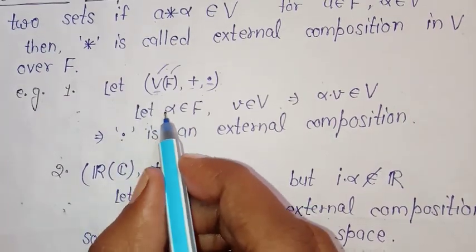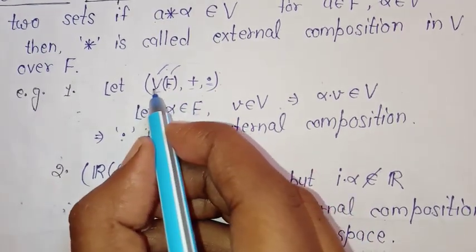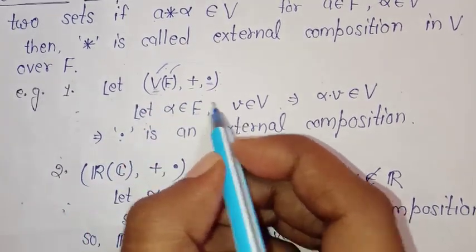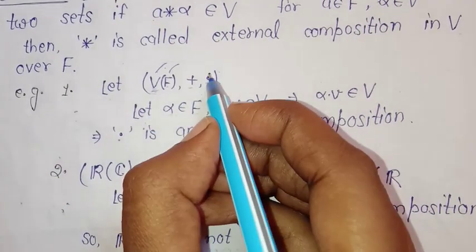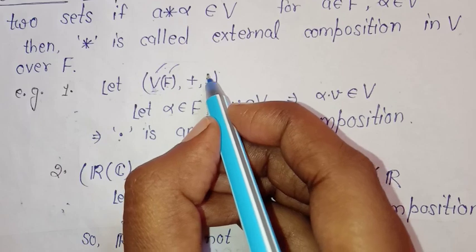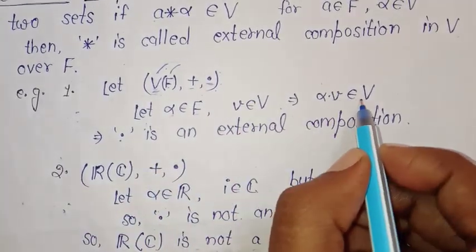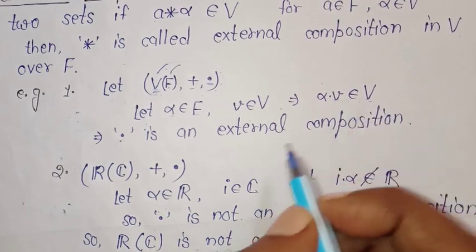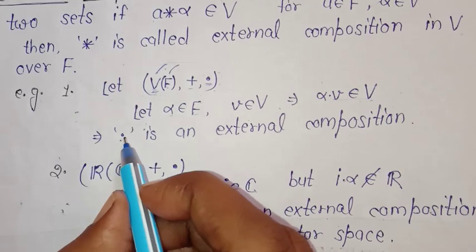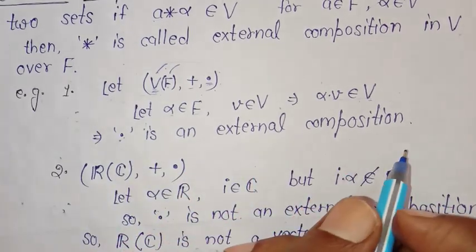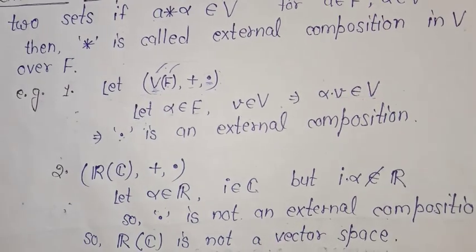So I am taking one element alpha from the set F, and one element v from the set V. The binary operation that I am considering as an external composition is dot. So alpha dot v is again going to the set V. If this type of condition is holding, then we call the second binary operation dot an external composition. So dot is working here as an external composition.